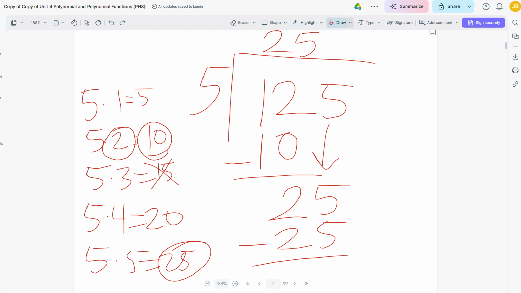And what we end up getting is a remainder of 0. Remainder. Ran out of space there, sorry. So if there's a remainder of 0, what that tells you is that 5 is a factor of 125, that 5 divides 125.